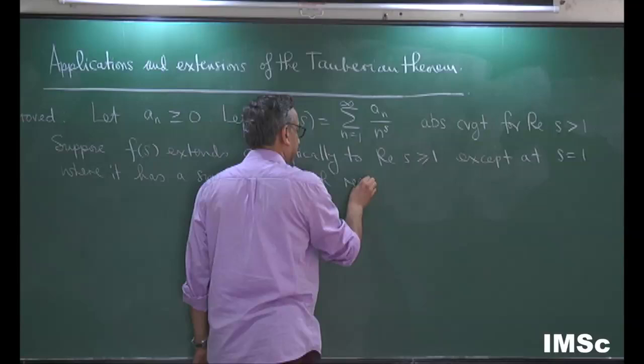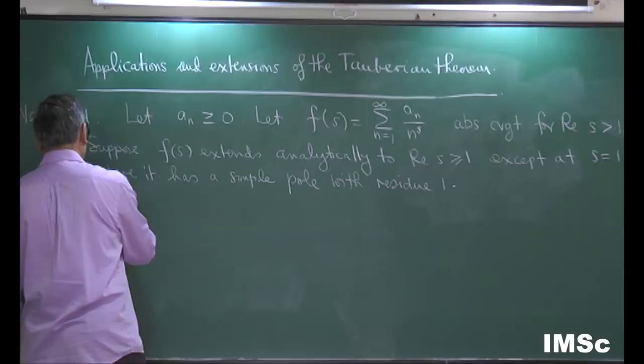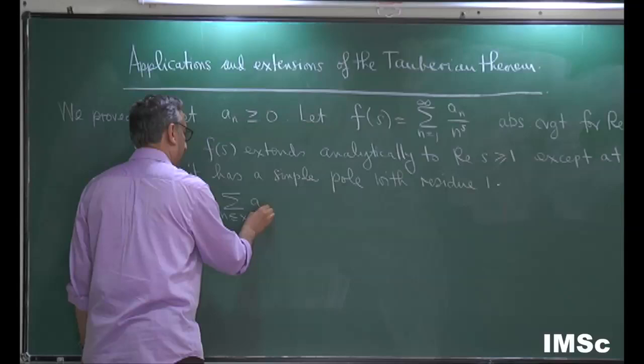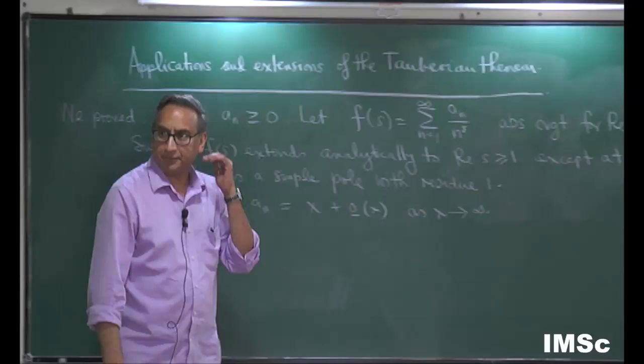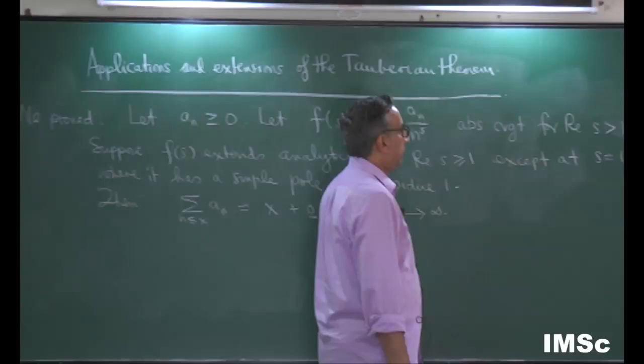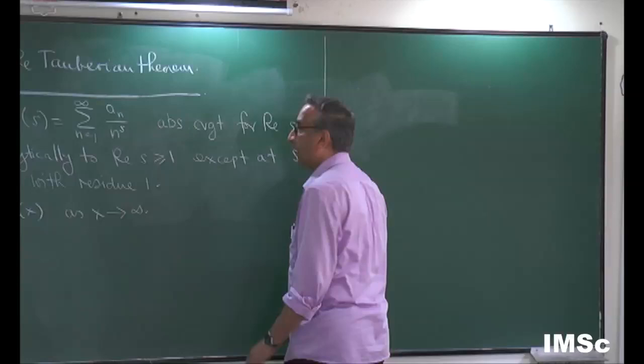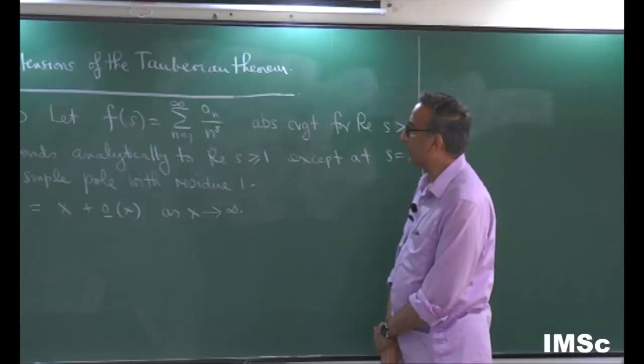Okay, these are the hypotheses. Then the conclusion is the sum over n less than x of a sub n equals x plus little o of x as x tends to infinity. This is the theorem we proved last time. So let's try to make a few remarks and try to relax and extend these things a little bit more so that we can apply this in a larger context.